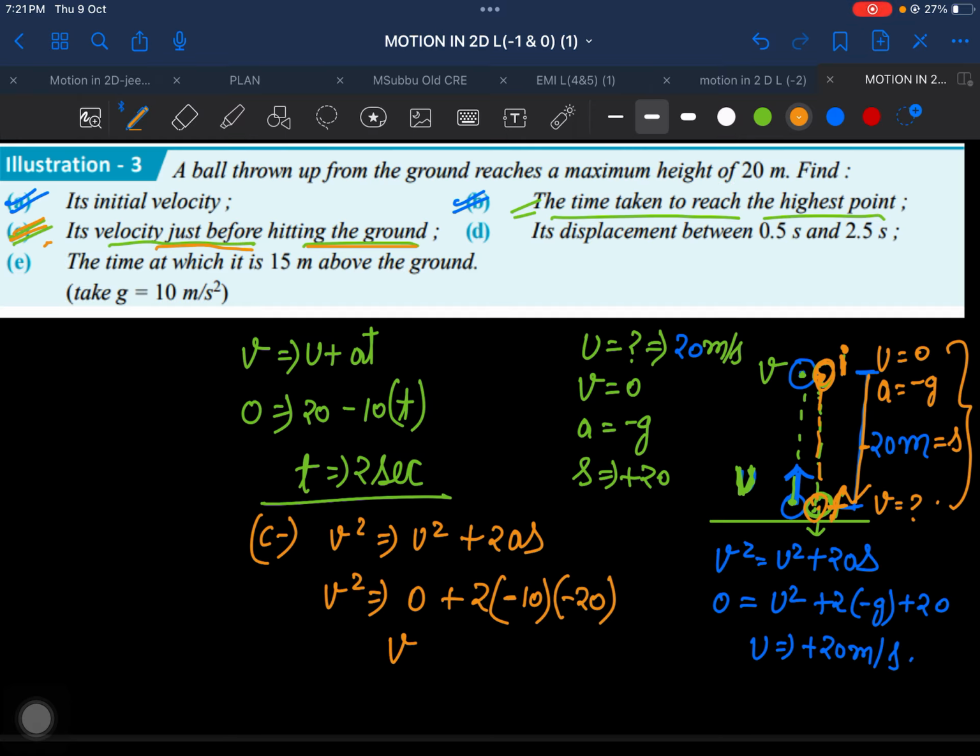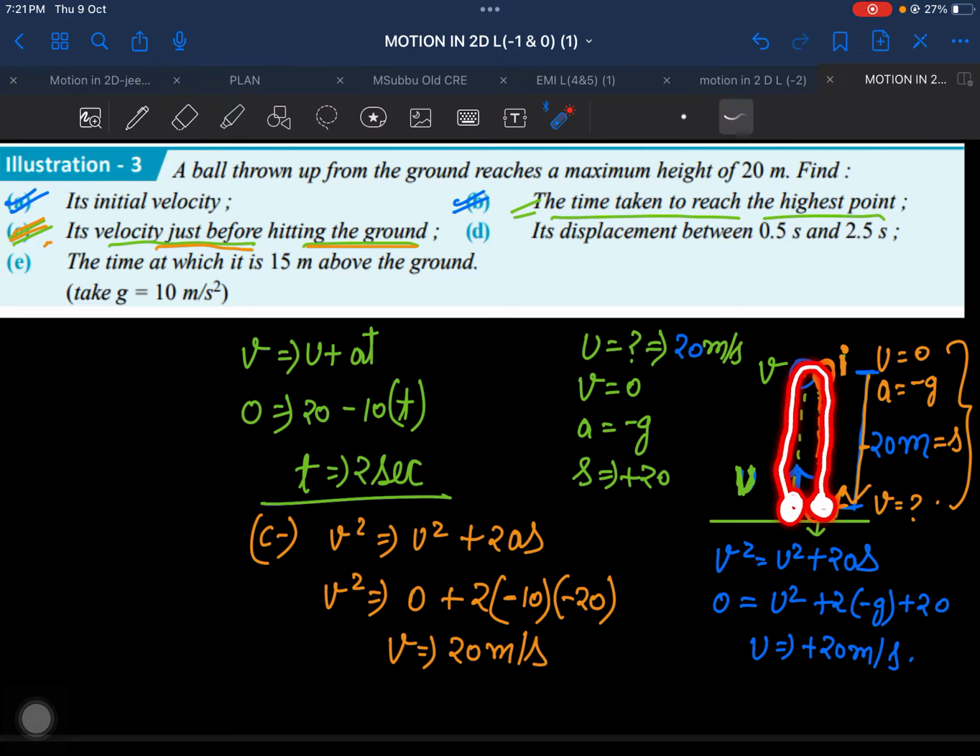So you will solve this and you will get this velocity to be 20 meter per second. What one can do, you can take this to be your initial position and this to be your final position also. Or one of you can think that I will take this as the initial position and the ball will go like this, come like this, and this will be our final position. So you can solve it for this also, right?